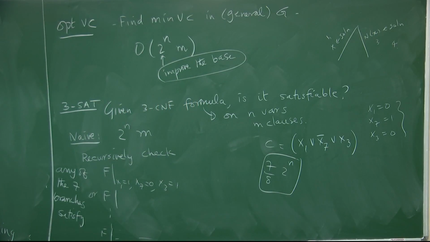Initially there were n variables. So it is n by 3 levels, giving 7 power n by 3. So this is a 7-way branch, yes, and 3 variables are set. Now in this formula I'm going to pick another clause.